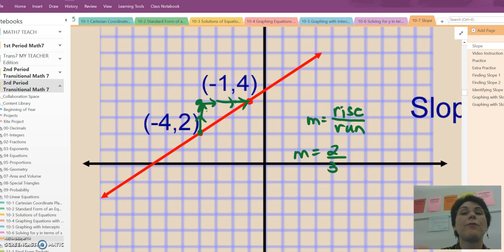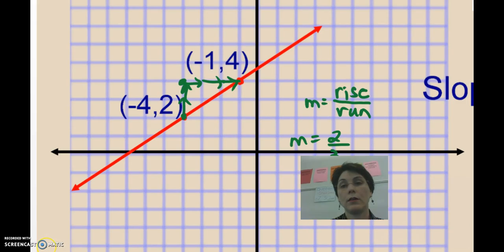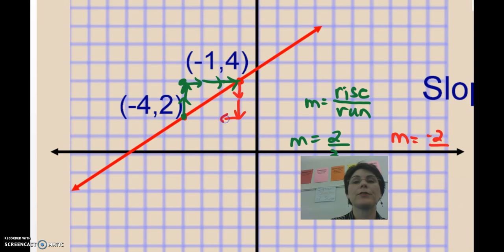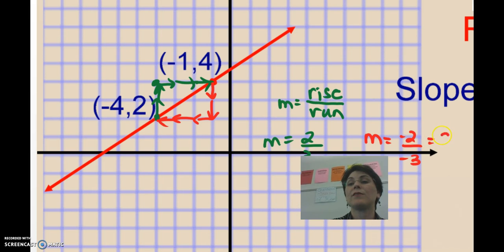So they're both positive because we went up, so up is positive, and we went forward, and forward is positive. Now try it going from (-1, 4) down to (-4, -2) and see what you get. So when we go the other way, if we start at (-1, 4), we're going to go down 2, so that means our numerator is -2, and then we're going to go backwards 3. So that means our denominator is -3. Again, that still gives us a slope of +2/3, either way that you do it.